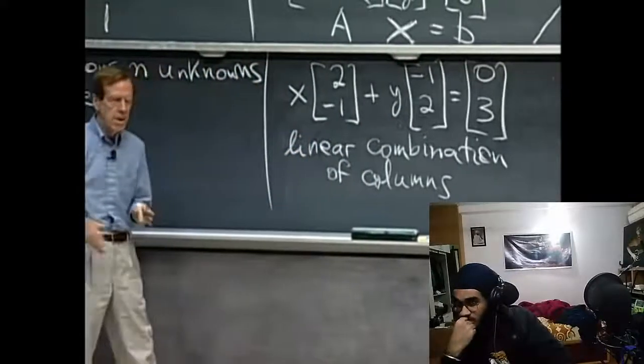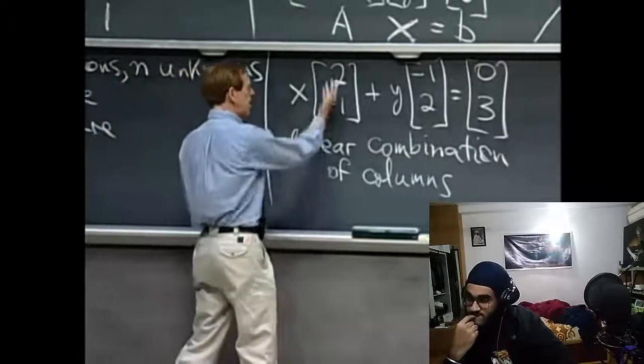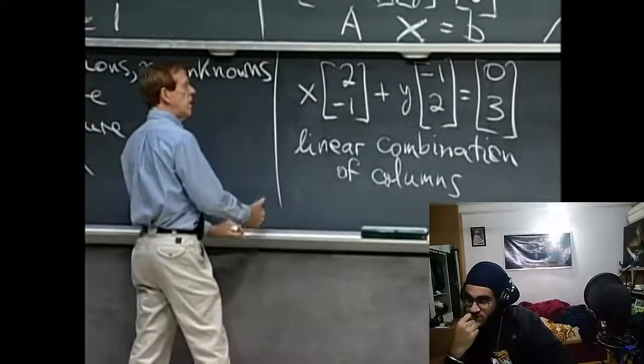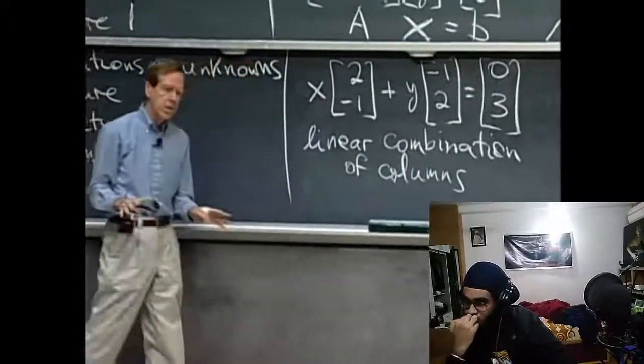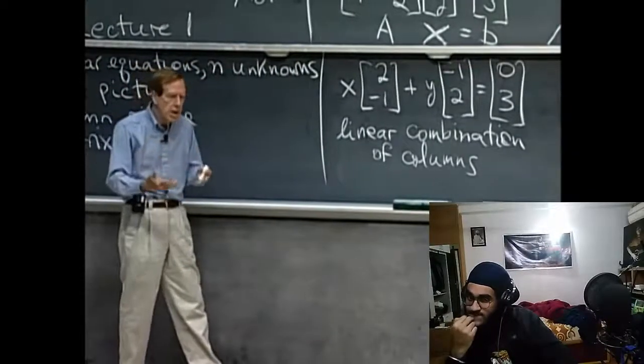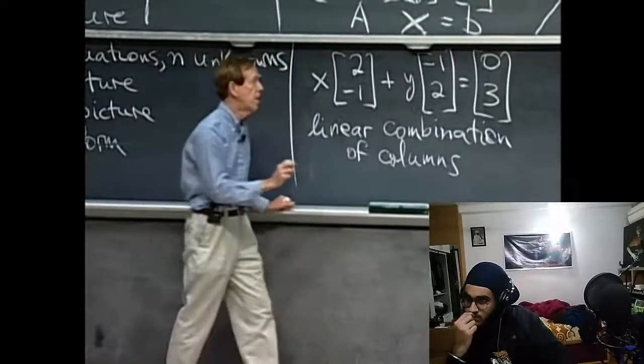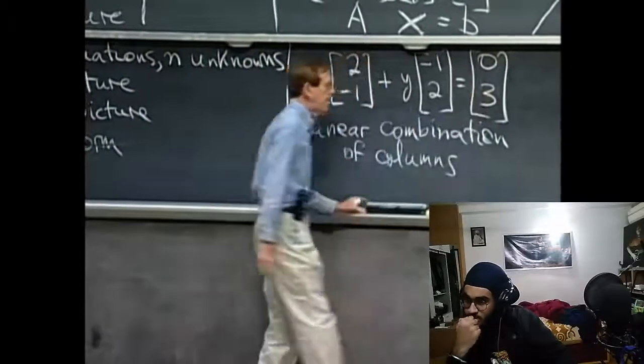Again, I don't want to write down a big definition. You can see what it is. There's column 1, there's column 2. I multiply by some numbers, and I add. That's a linear combination, and I want to make those numbers the right numbers to produce 0, 3.